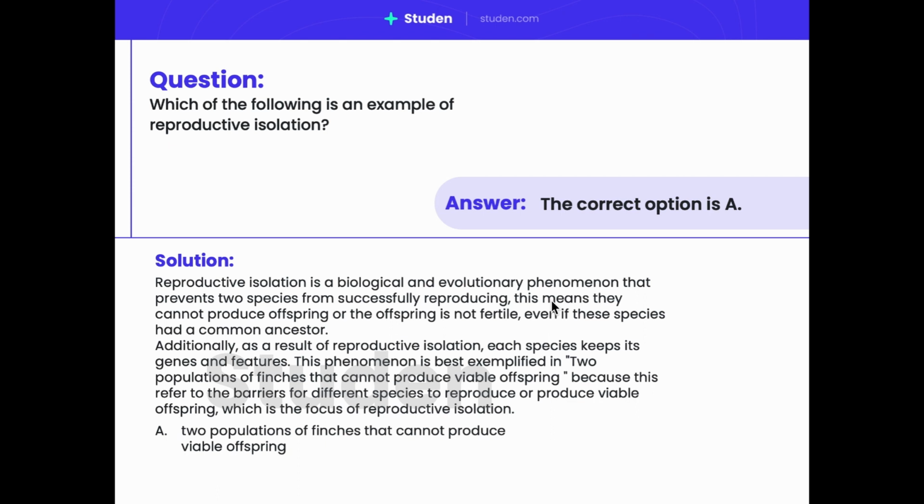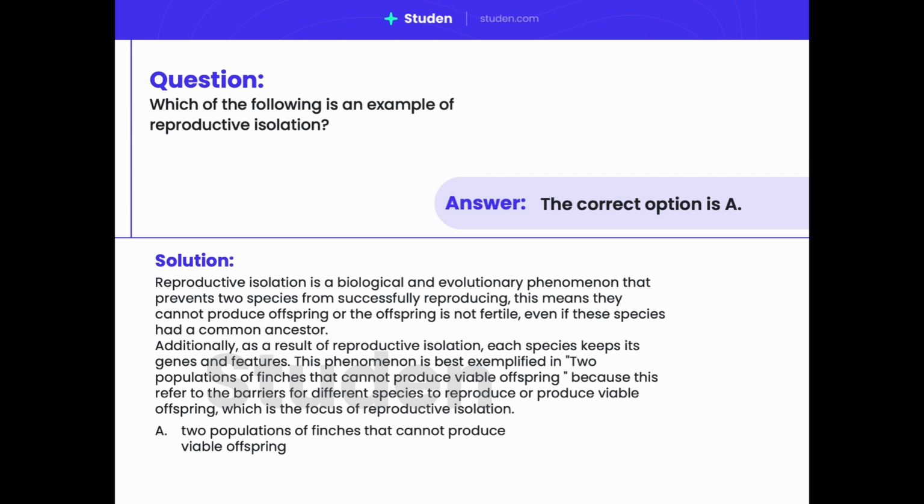So as you can see, this phenomenon is best exemplified in two populations of finches that cannot produce viable offspring, which is our option A from our list of options, because these refer to the barriers for different species to reproduce or produce viable offspring, which is the focus of reproductive isolation. So therefore, option A is the correct one.